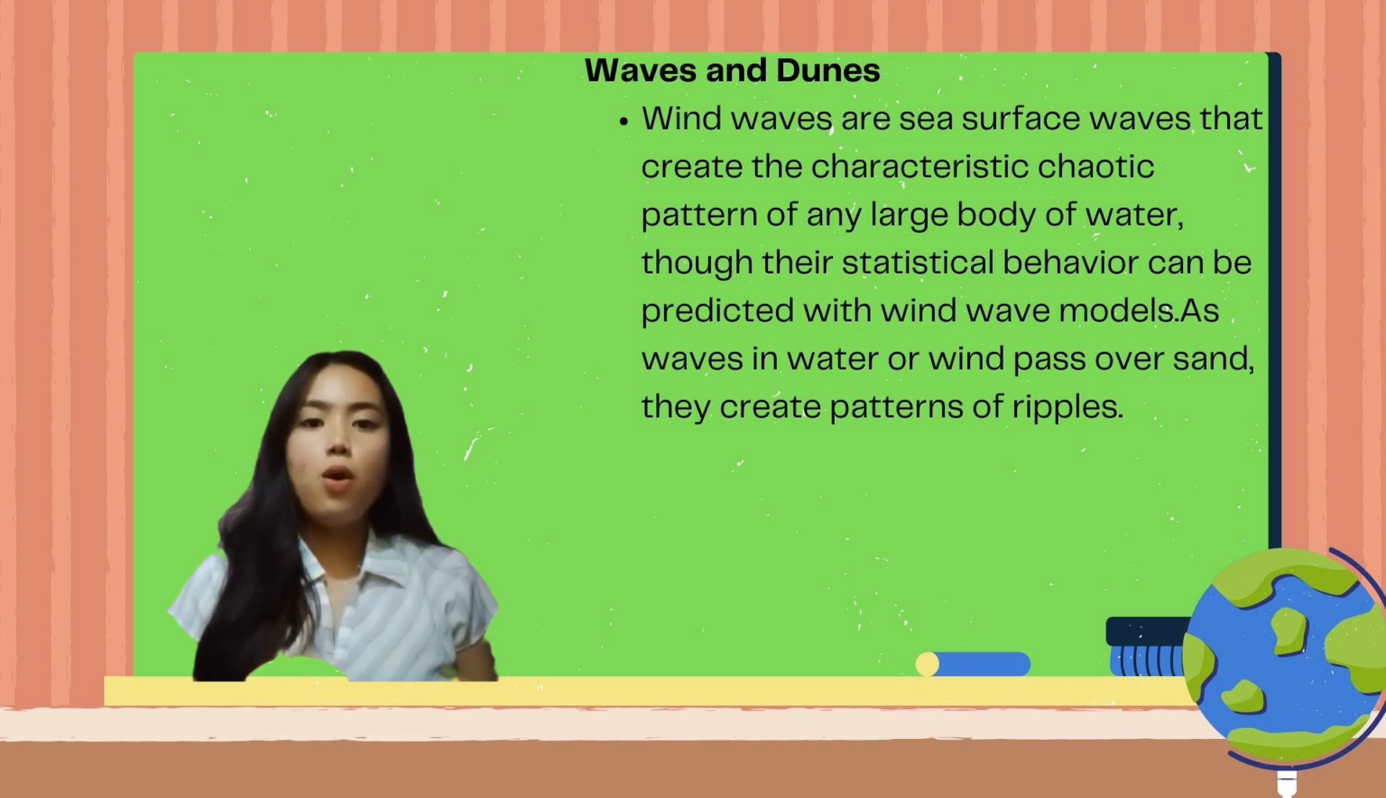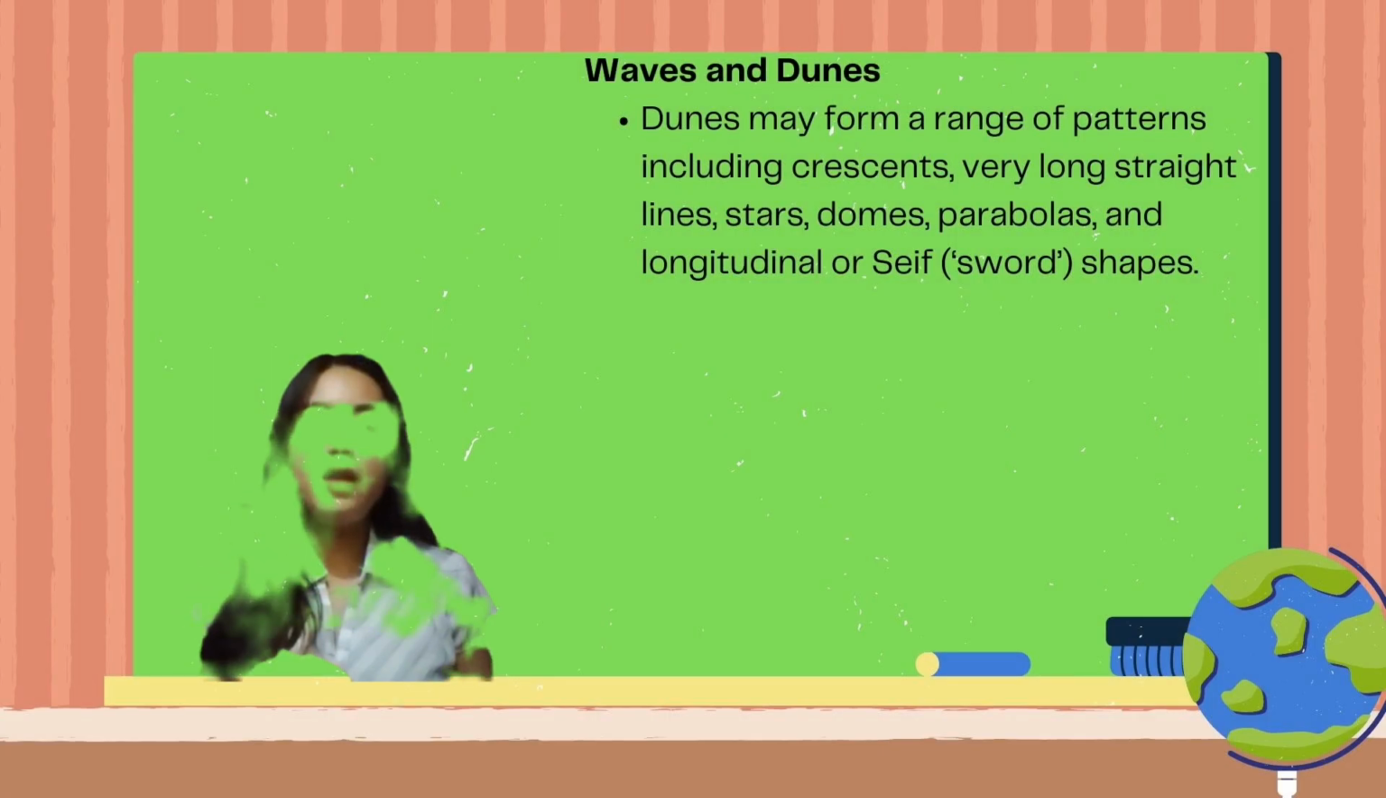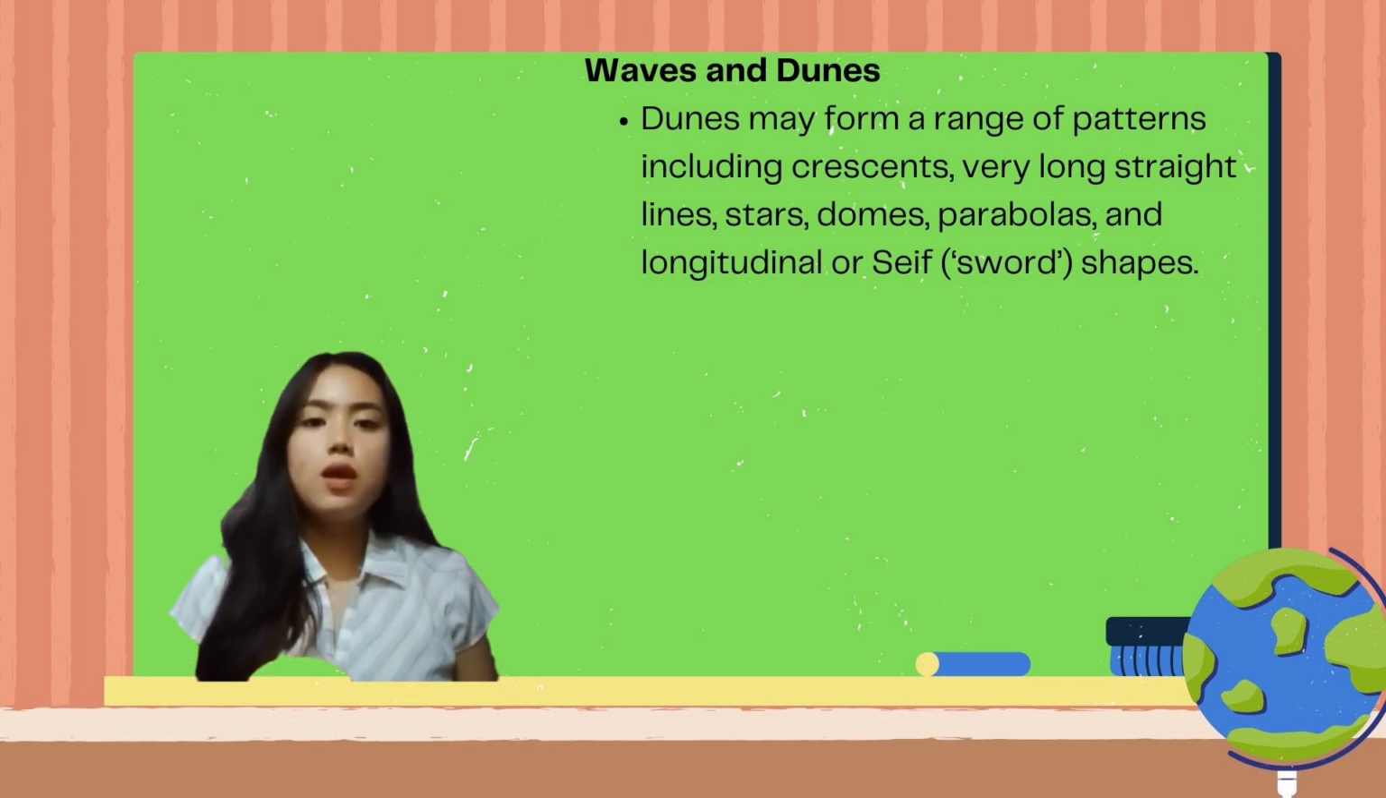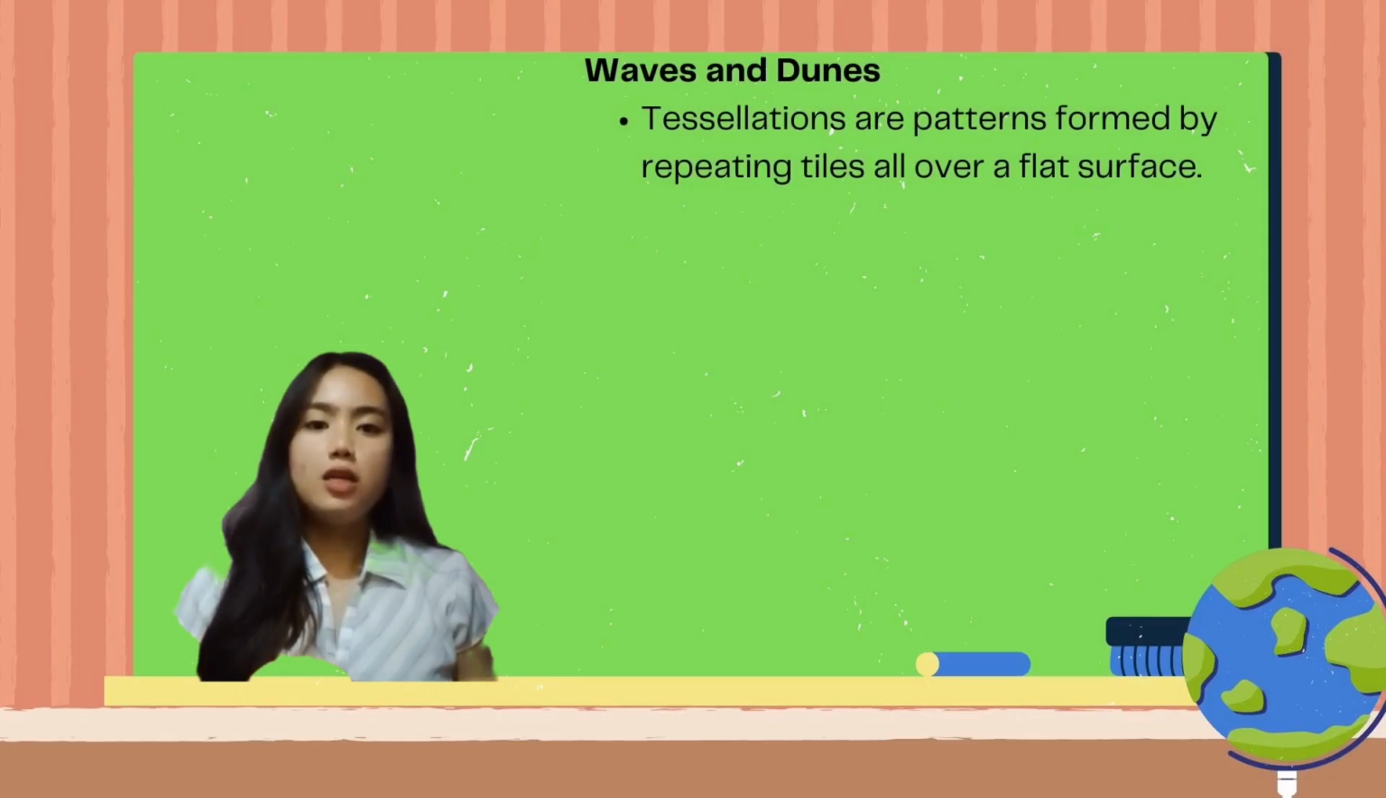When wind blows over large bodies of sand, it creates dunes, sometimes in extensive dune fields as in the Taklamakan Desert. Dunes may form a range of patterns including crescent, very long straight lines, stars, domes, parabolas, and longitudinal or seif sword shapes. Tessellations are patterns formed by repeating tiles all over a flat surface.